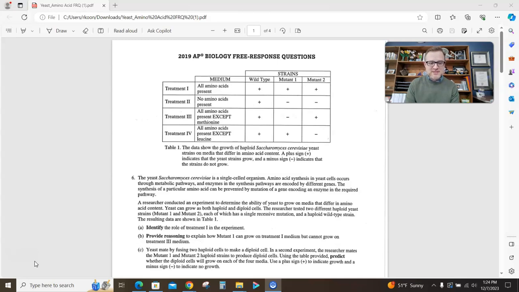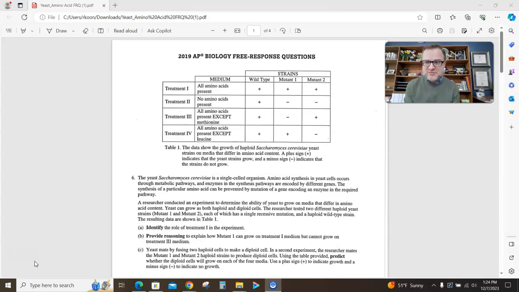in amino acid content. Yeast can grow as both haploid and diploid cells. The researcher tested 2 different haploid yeast strains, mutant 1 and mutant 2, each of which has a single recessive mutation, and a haploid wild-type strain. The resulting data are shown in Table 1. Okay, there's a lot going on here. If you're familiar with the Beadle and Tatum experiments, where they were using, I think, bread mold, and they were knocking out different genes, this is sort of a variation on that. So if you know that experiment, that's helpful, but you didn't have to know it to get this question right.